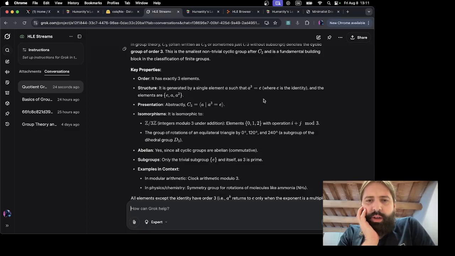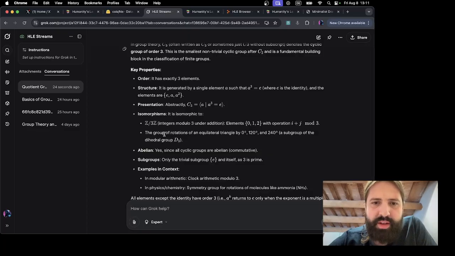So this is the cyclic group. It's isomorphic to Z over 3Z, integers modulo 3 under addition, with the operation I plus J mod 3. Doesn't matter, this is a concrete example. The group of rotations of an equilateral triangle: 0, 120, 240.